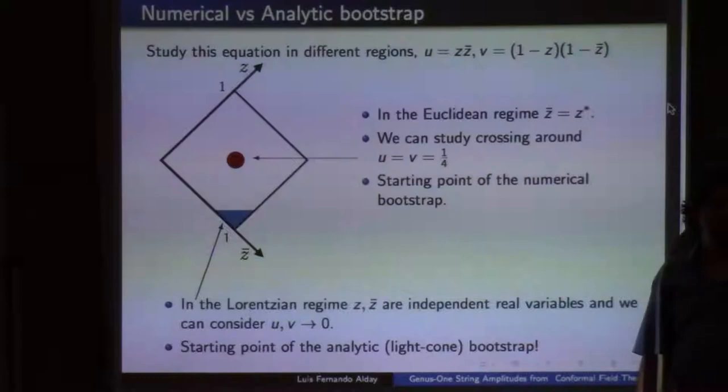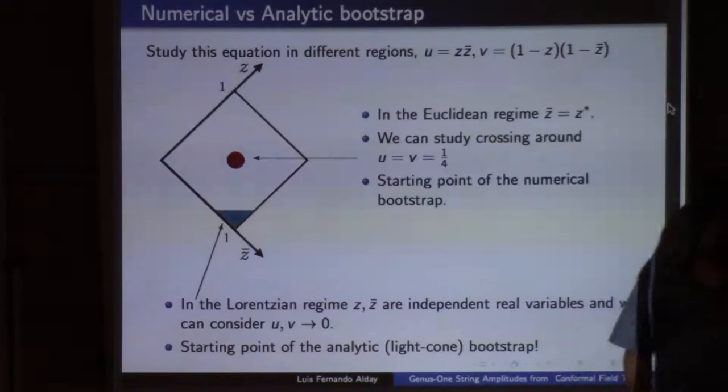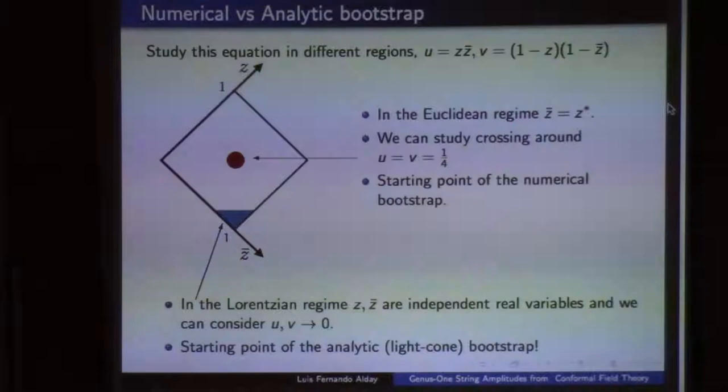Now, if you are in Euclidean space-time, then in that regime, zeta bar is the complex conjugate of zeta. And in that case, you can study crossing around this symmetric point, u, v equals 1/4. And basically, studying these equations numerically around that point, this red point, is the starting point for the numerical bootstrap. You can do something else.